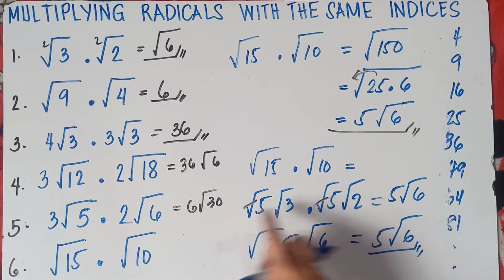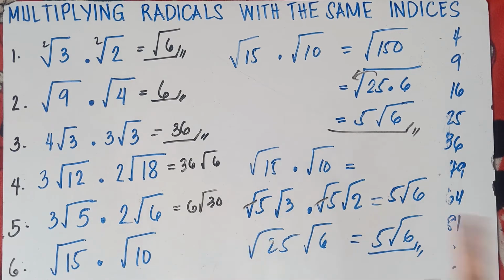Now, why did you cancel 5, sir? Because square root of 5 times square root of 5 is square root of 25, and the square root of 25 is 5. Then simply copy square root of 6.